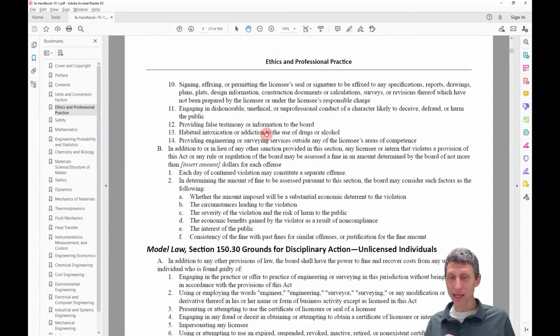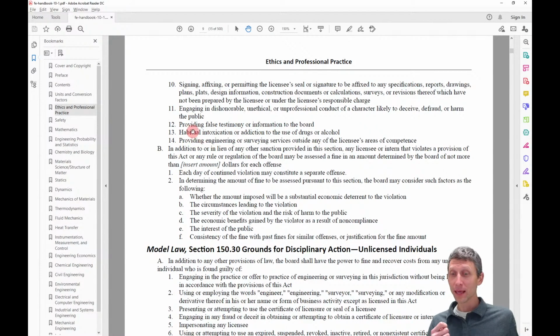Habitual intoxication or addiction to the use of drugs or alcohol. It's actually in there, right? To become an engineer in New York State, you need to have a good moral character. What's moral character? What do you define as good moral character? Some people define it differently than I might, but the state has a place for this.